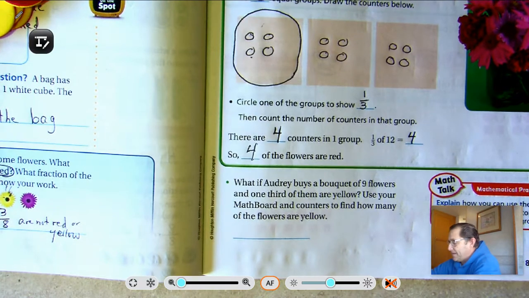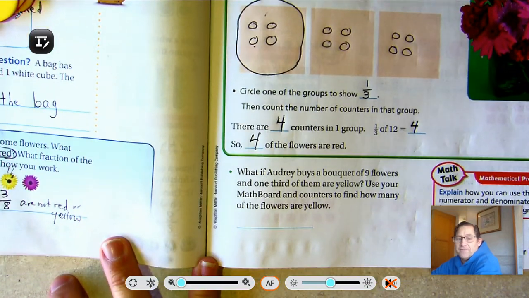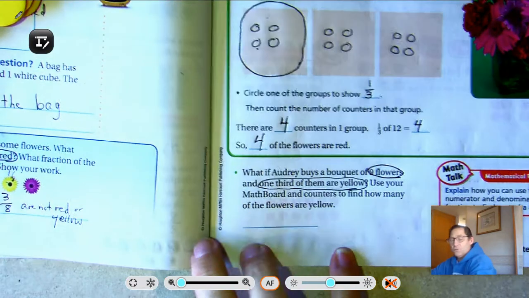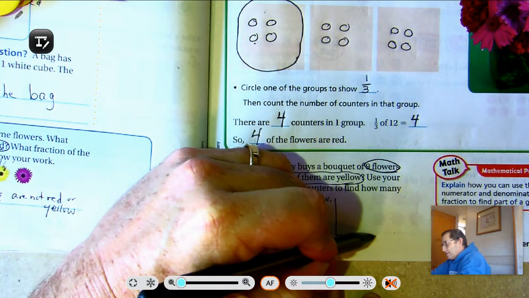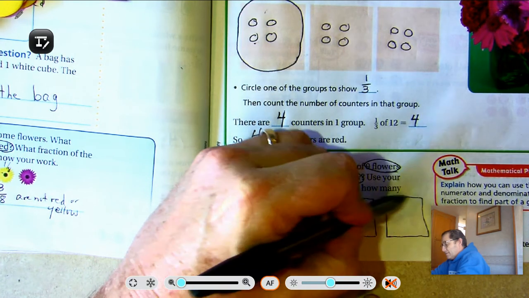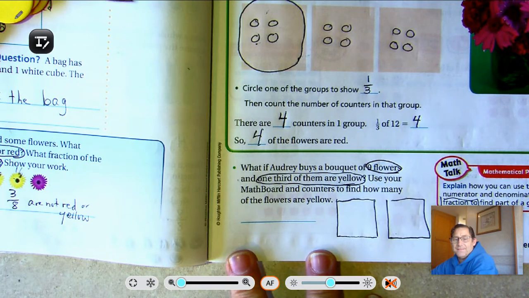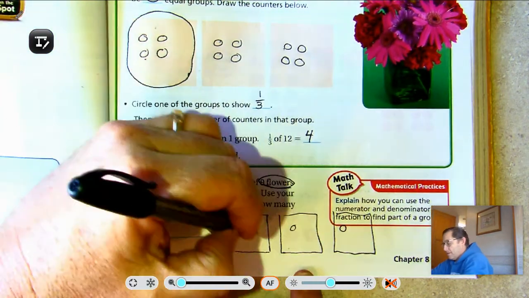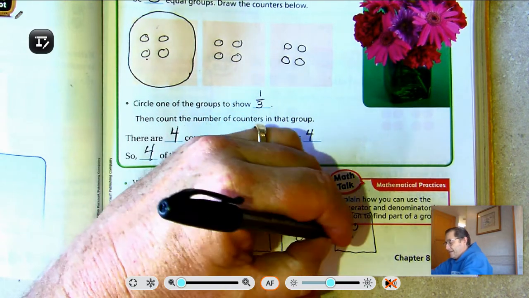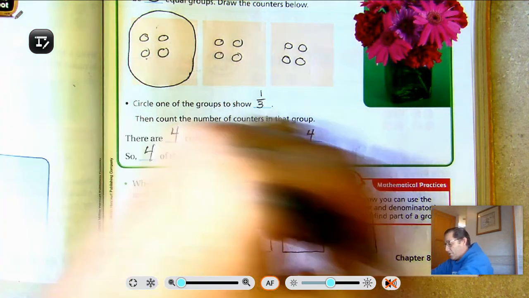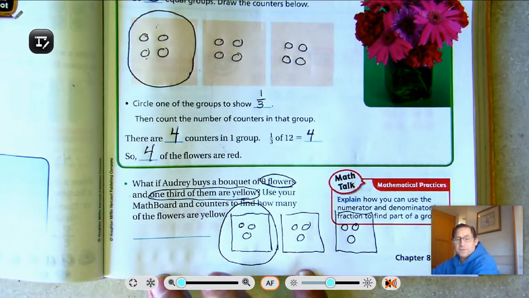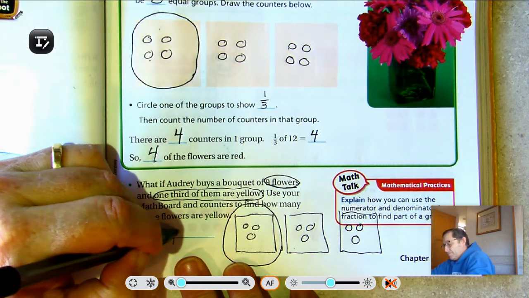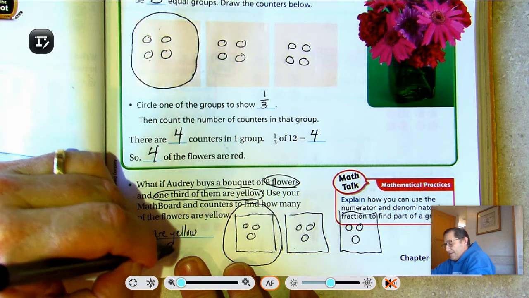So what if she buys a bouquet of 9 flowers and 1/3 of them are yellow? Use your math board and counters to find how many of the flowers are yellow. So she buys 9 flowers, 1/3 of them are yellow. Again, we know that there would be 3 groups, right? And this time there's 9 flowers to share. 1, 2, 3, 4, 5, 6, 7, 8, 9. Okay, and we're going to use 1/3 of those. So how many would be yellow? 3. One third of 9 equals 3.